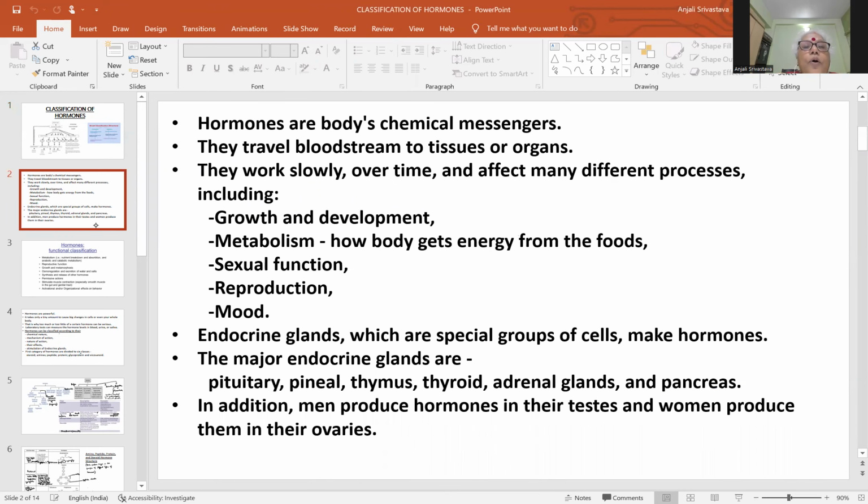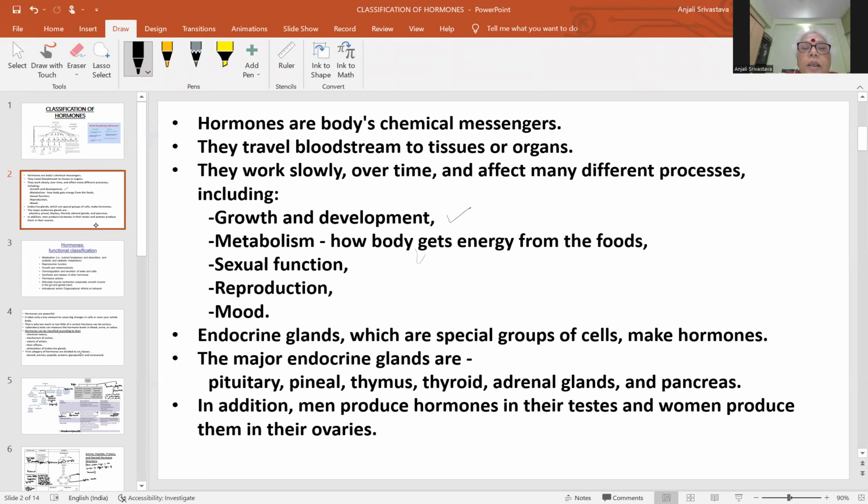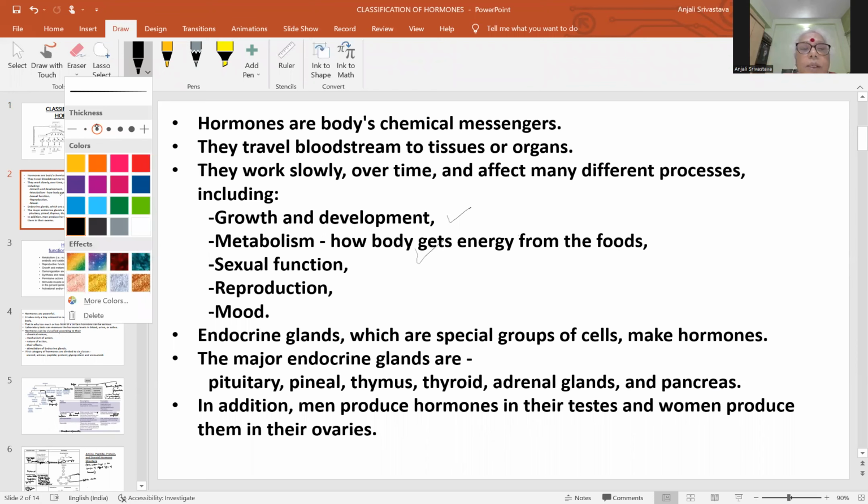Just a quick review. Hormones are body chemical messengers. They act as chemical messengers, carrying the brain's message through the hypothalamus. They reach the major endocrine glands, and from there they reach the target organs, tissues and cells, from where they control every type of work of the body. That is the growth and development, metabolism, the whole of the metabolic activities, which these hormones control through different mechanisms.